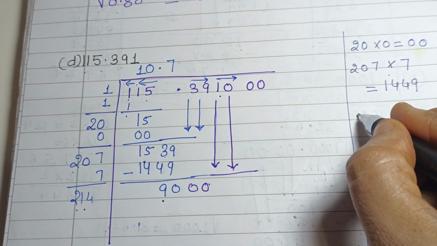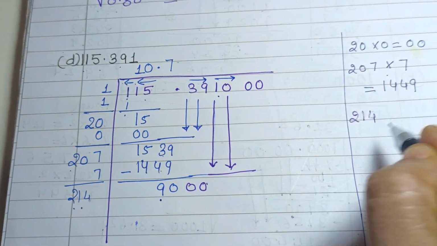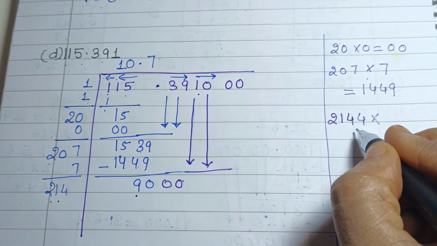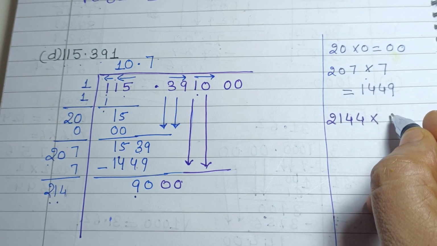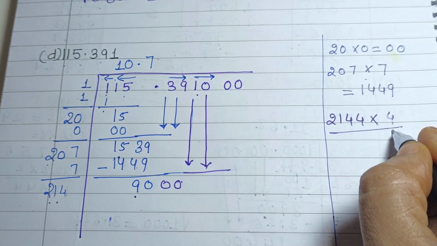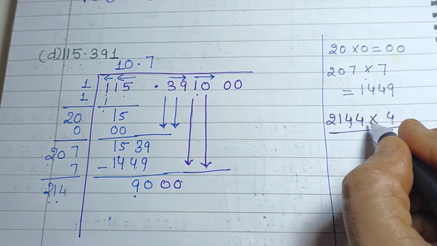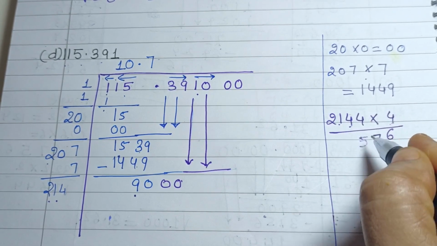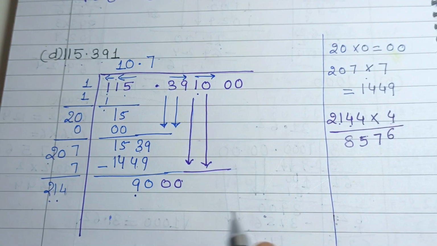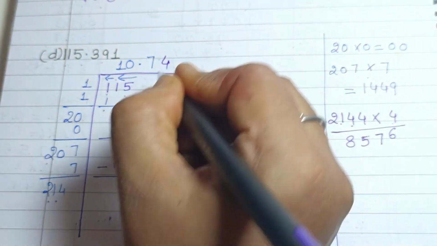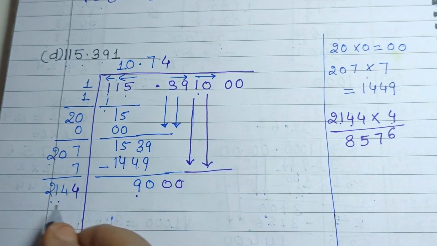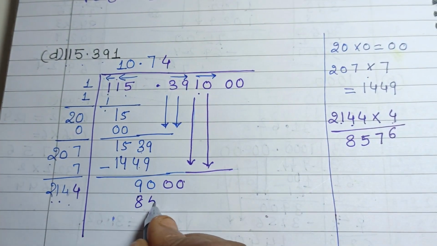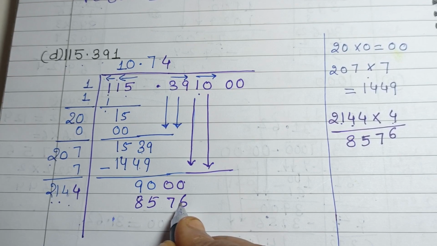So try with 4. So in front of 214 I have put 4. So the number becomes 2144 multiplied by 4. 4 4s are 16, 1 left, 4 4s are 16 plus 1, 17, 4 1s are 4 plus 1, 5, 4 2s are 8. It is coming approximately nearby. So 4 will come here in the divisor, 4 will come in the quotient, and here it will come 8576.